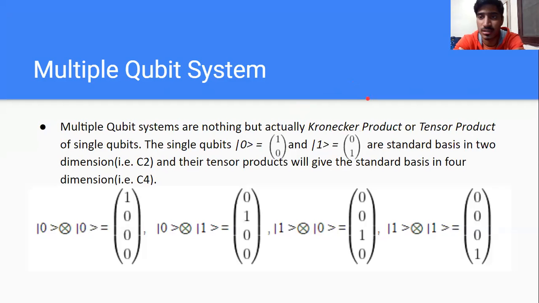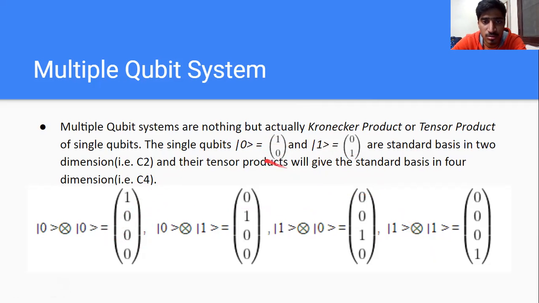So just like in classical computation, we have bits 0 and 1. Similarly, in quantum computing, we have qubits, and these are single qubits, the 0 vector and the 1 vector. And similarly there can be multiple qubits also. And what are multiple qubits? They are just the tensor product of these single qubits.